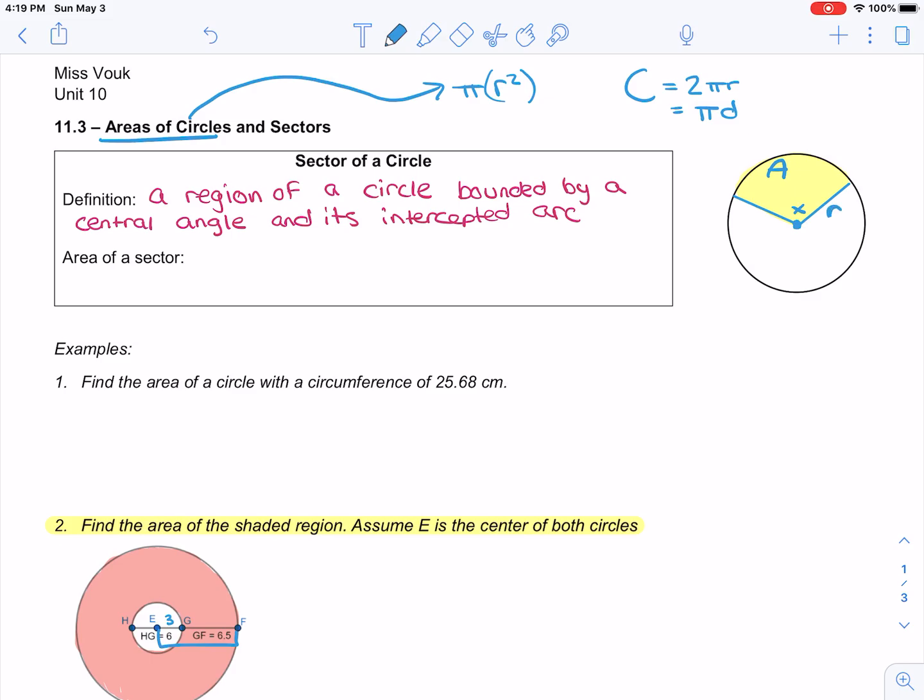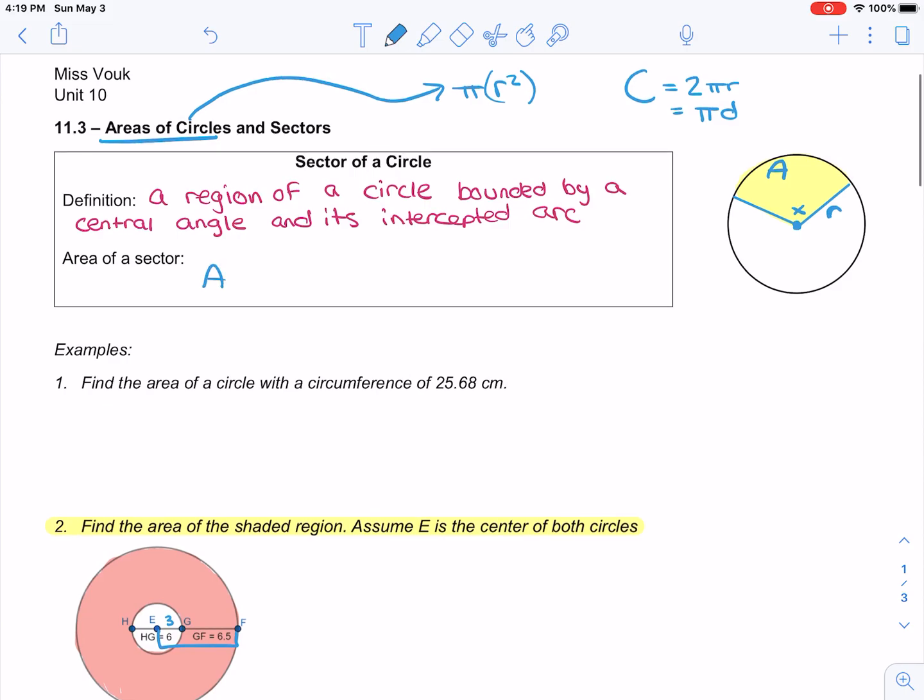So for the area of a sector formula, we're going to do our central angle, in this case X based off our drawing, divided by 360 times the area of our circle, so pi r squared.